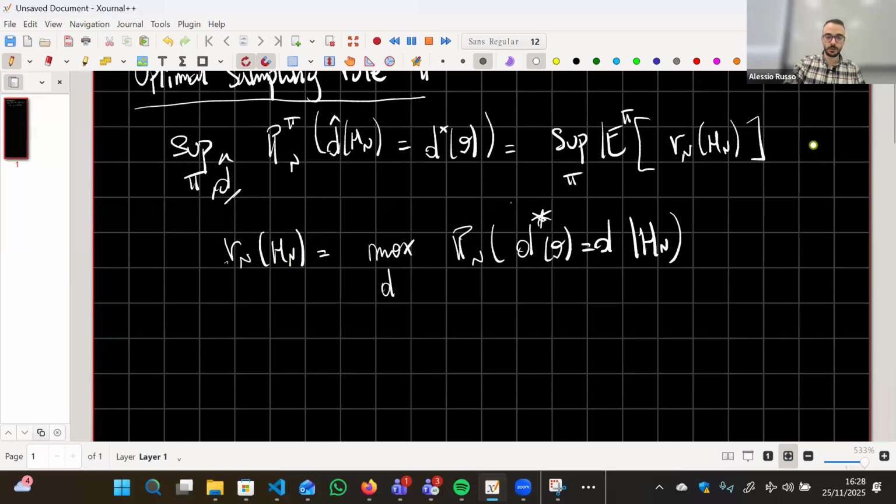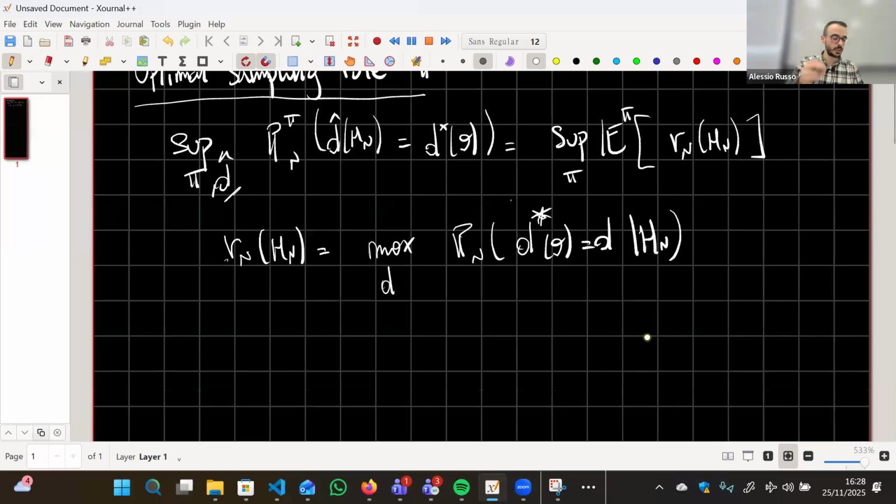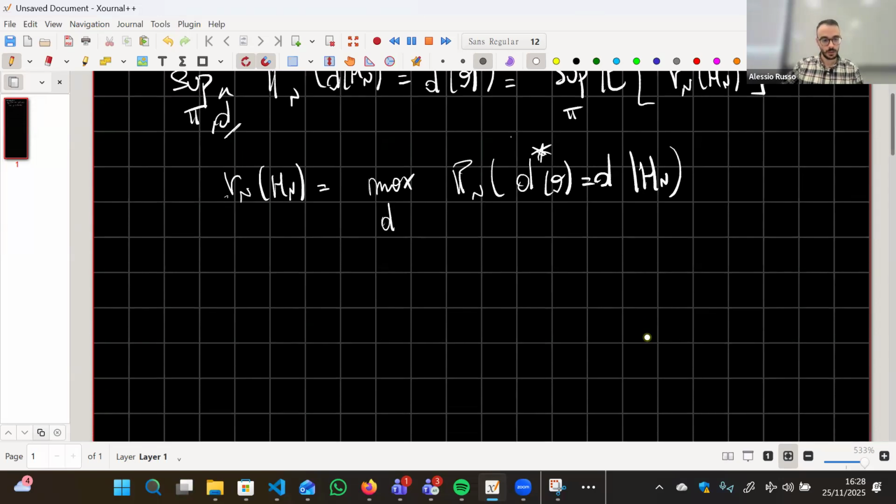Now what we need to do is try to understand what the optimal policy is here. To do so, first we need to define the posterior transition function. This will become useful.